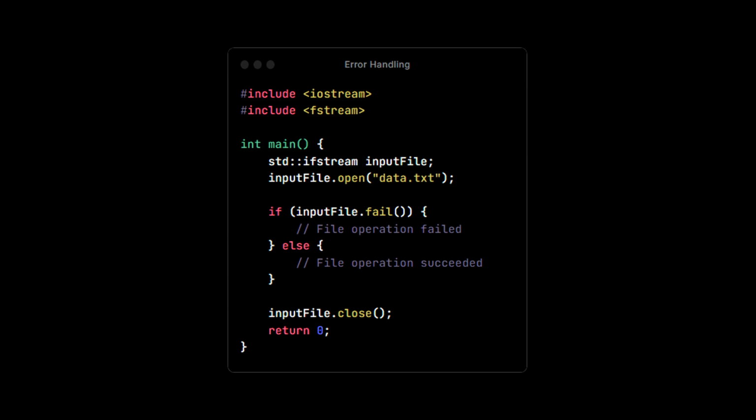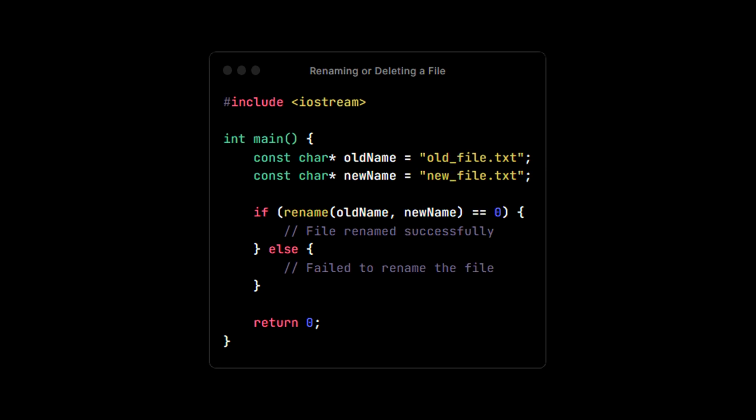Error handling. File operations can fail due to various reasons. It's important to handle potential errors when working with files. You can use the fail function to check if an error occurred during file operations. Here's an example.